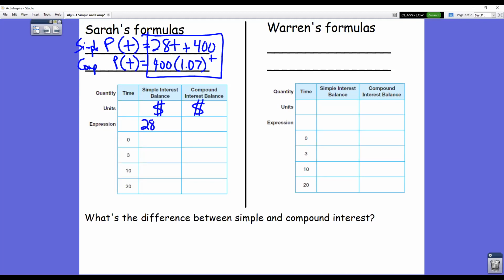So for simple interest, we have 28T plus 400. And for compound interest, we have 400 times 1.07 to the T power. So what you would have to do is sub these numbers into here and figure them out. Well, again, probably the easiest way is just to take your table and sub it in. So I could go to my y equals again. I shouldn't have hid that.